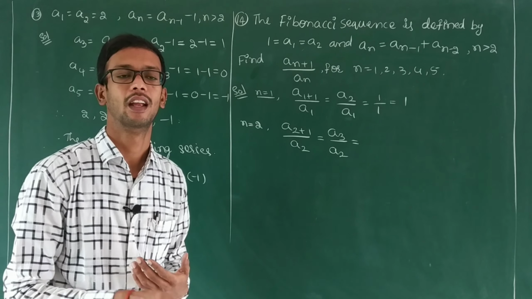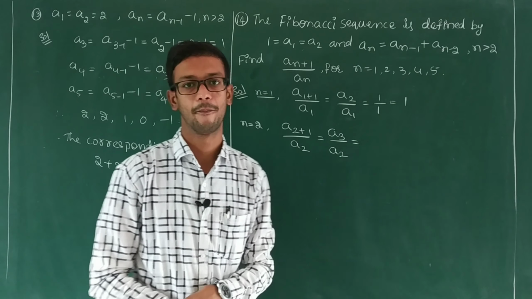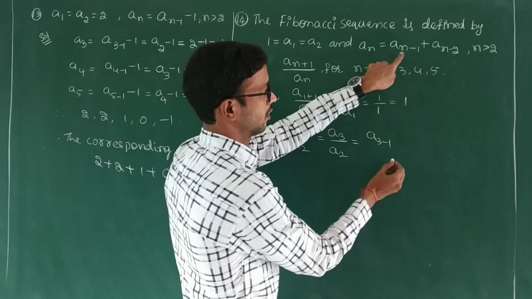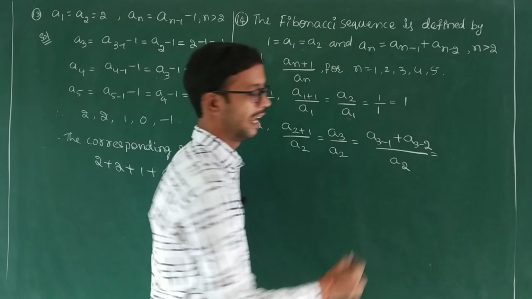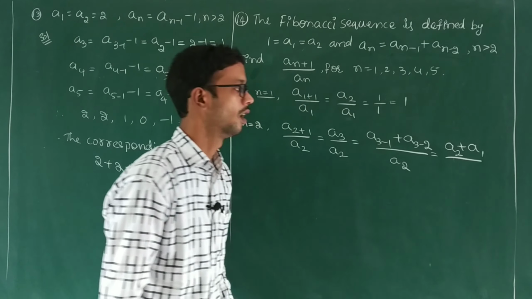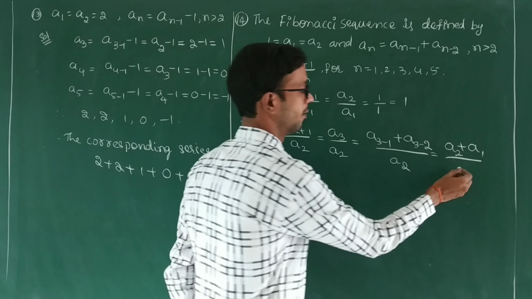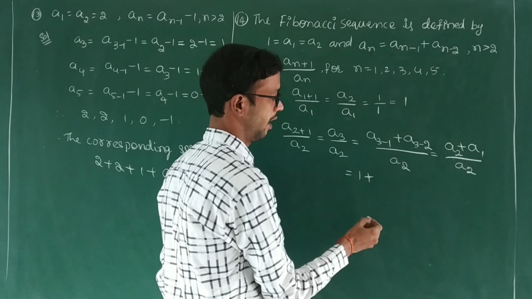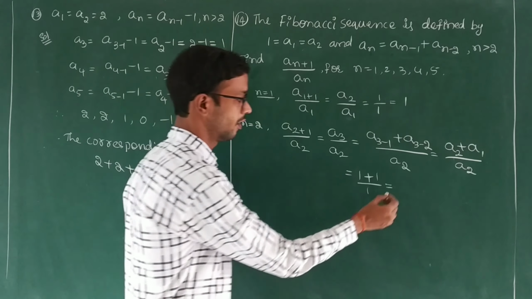What is a3? 3 is greater than 2, so we have to use this formula. Here substitute 3: a3 is equal to a(3 minus 1) plus a(3 minus 2), that is a2 plus a1, divided by a2. What is the a2 value? 1 plus a1 value also 1, a2 value also 1. So the total answer will become 2.